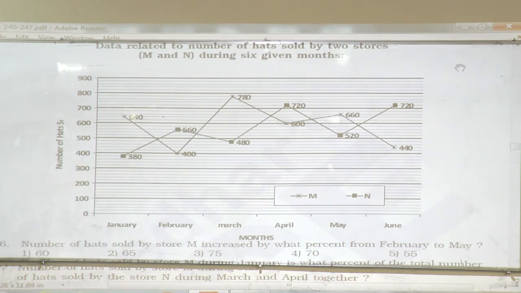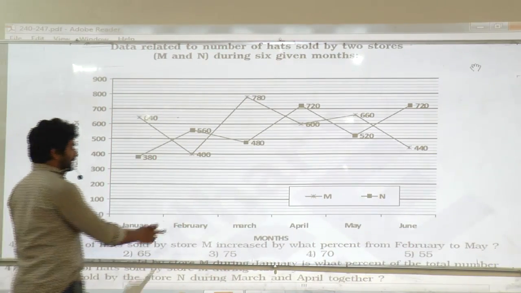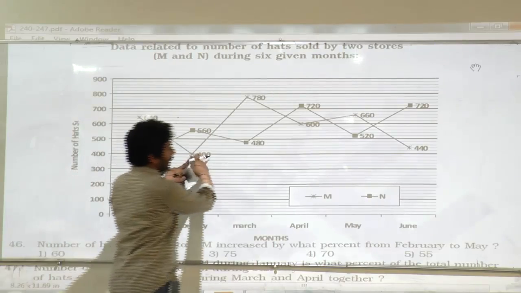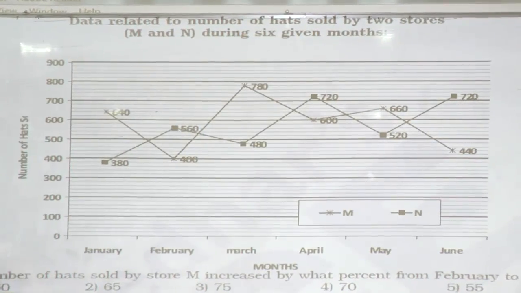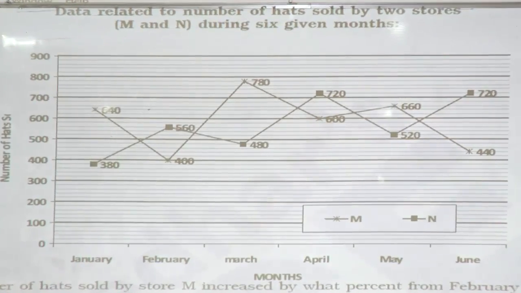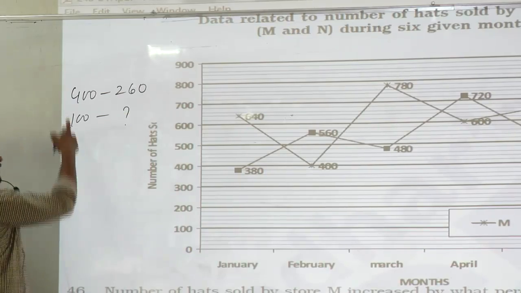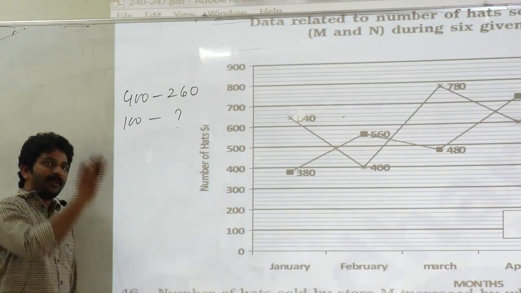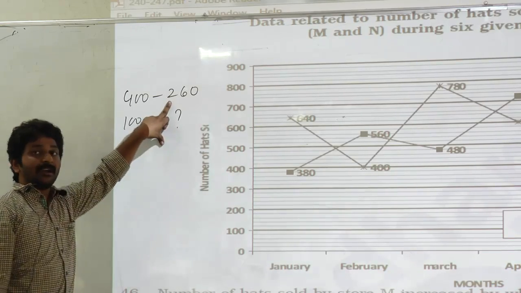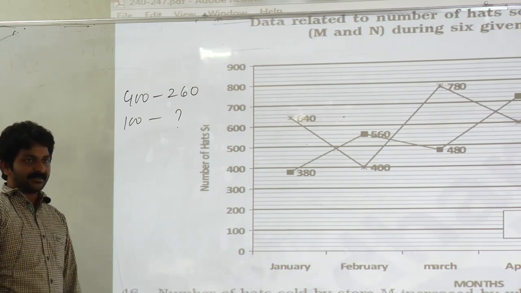Number of hats sold by store M increased by what percent from February to May? February it is 400. May it is 660. So 660 is how much more than 400? 260 more. For 400 it is 260 more. Percentage in the sense per 100, it is how much? Divided by 4. Half and half. 260 half is 130, half is 65. Answer: 65%.